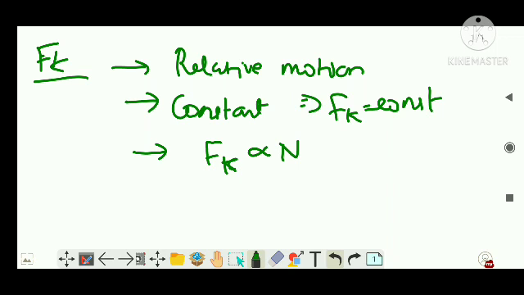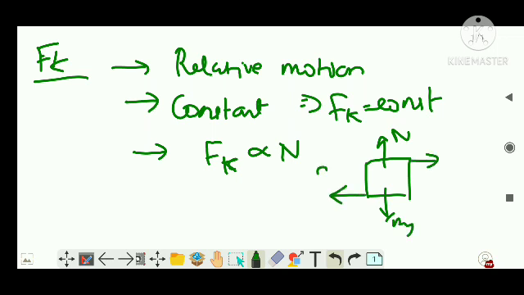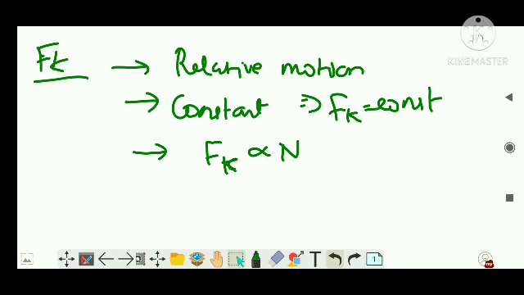Mug it. If there is an object like this, it has a normal reaction and weight here. Suppose the object is trying to move in the forward direction, the kinetic friction will be in this direction, and this kinetic friction is proportional to normal reaction. Why? Friction is provided by the surface of contact, and that surface of contact is giving you the normal reaction. That's why Fk is proportional to N.